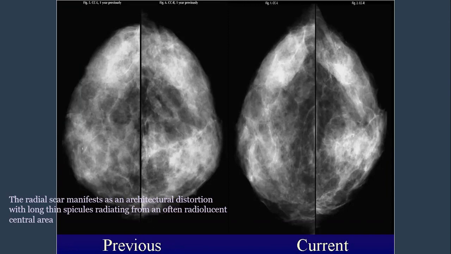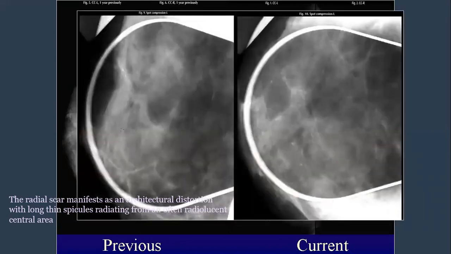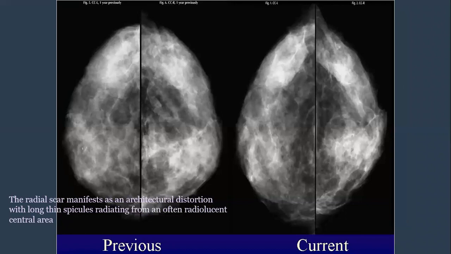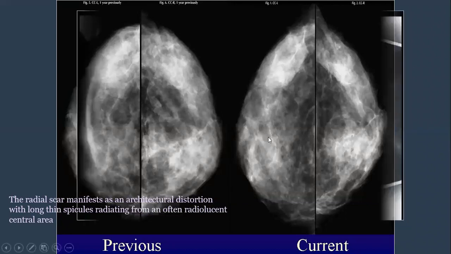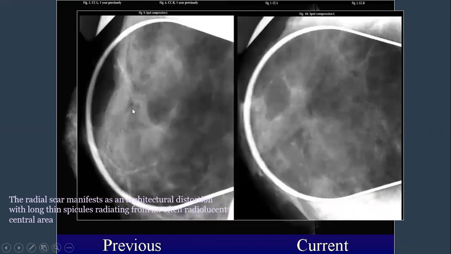Right. Excellent. Right breast, in the central retroareolar area. Well done. Central, yes, anterior, yes. It's exactly that region. This is the region, you see, and this is the lesion here. You see, this is the lesion, and it was a radial scar also.